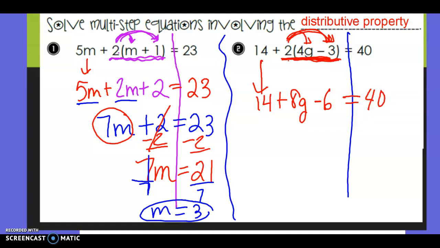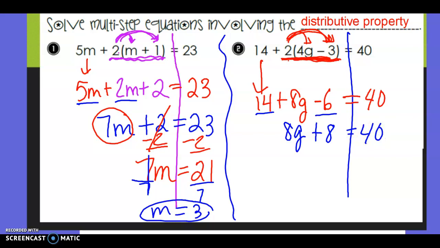I distributed. Your second step is you're going to see are there any like terms for you to combine. Well, I do have some, because I have these numbers here that I can combine. 14 minus 6 is 8. So this becomes 8g plus 8 equals 40.